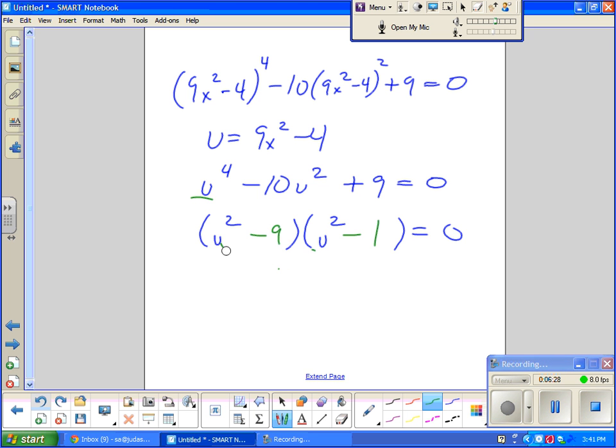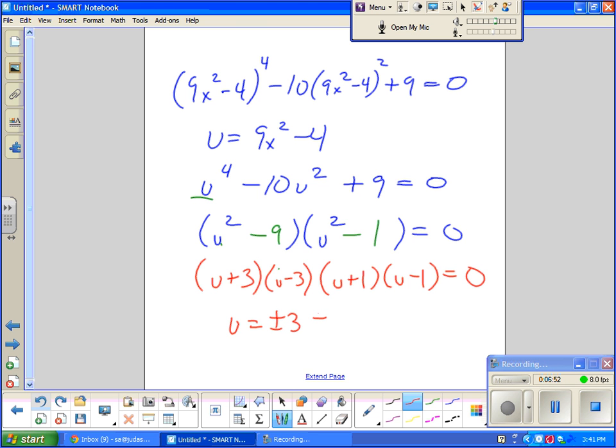All right. And now I can solve these both factors. This is u plus 3, u minus 3. The second one is u plus 1, u minus 1. I could have done this in the first example. This is just another method. So now we know the 4 solutions. The 4 solutions are plus or minus 3 and plus or minus 1.